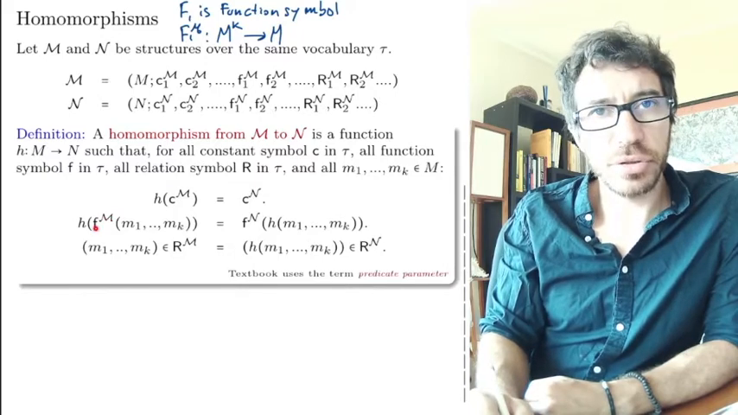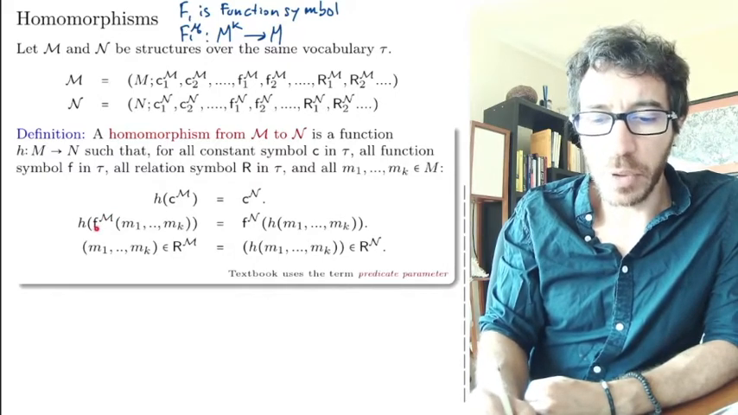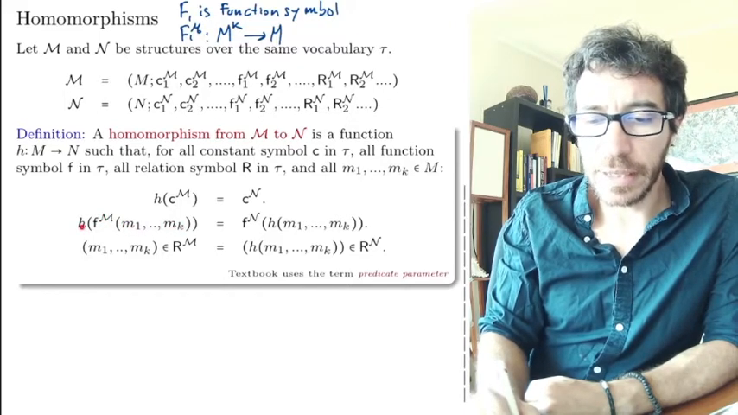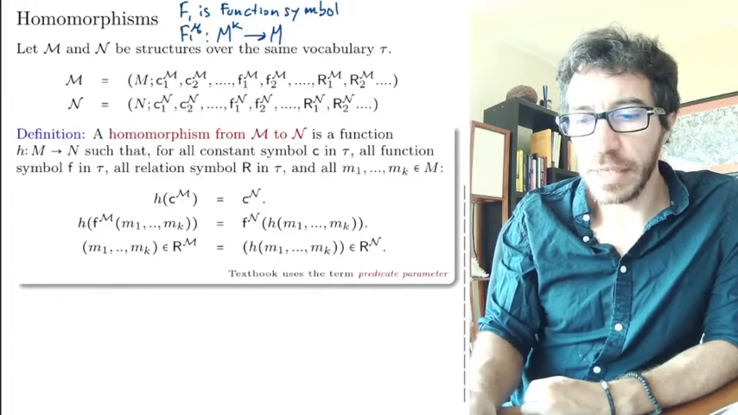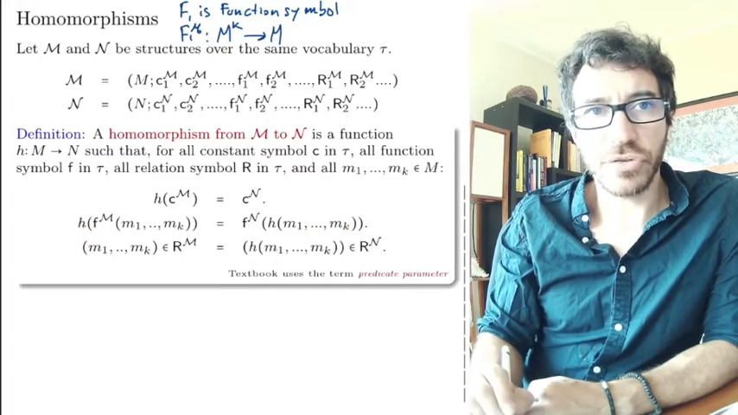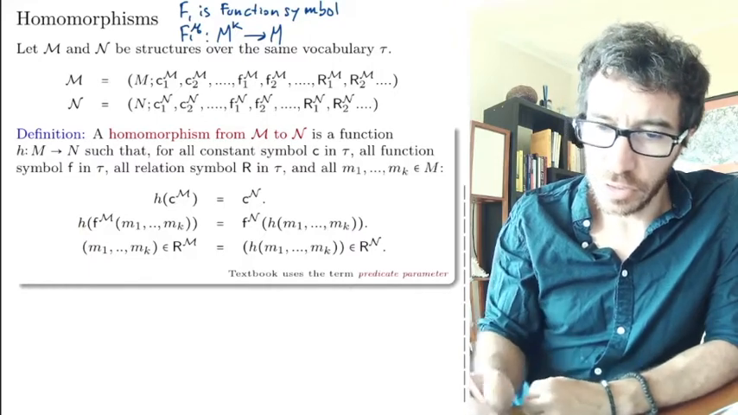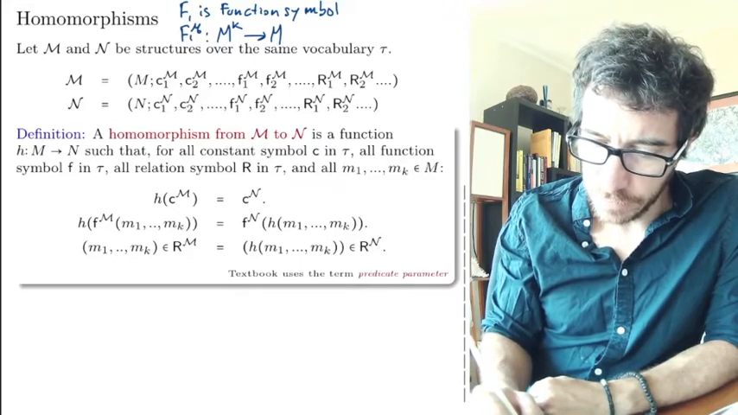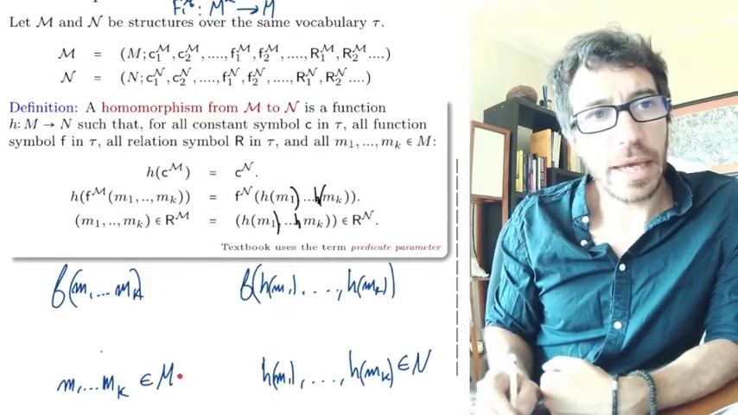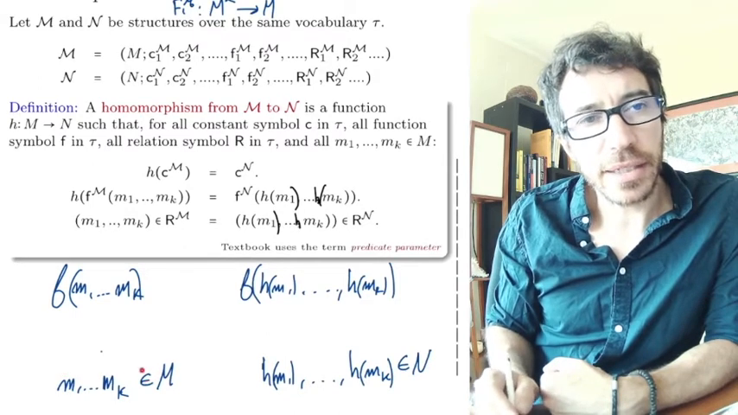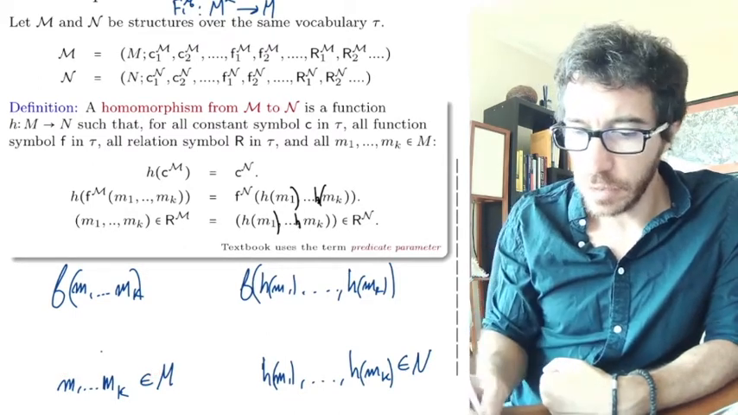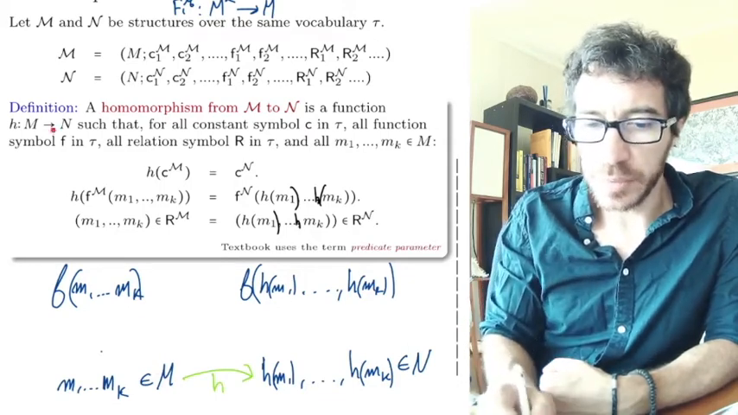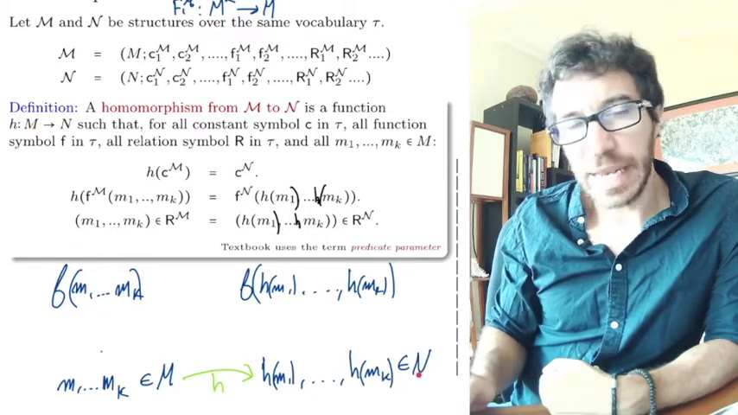For every function symbol, when we look at the interpretation in M, if you apply it to a bunch of elements in M, and then we apply H, that's the same thing as first applying H, and then the function symbol. So for instance, what I'm saying here is that if you have elements M1 up to Mk in the structure M, when we apply H, we map them to N, right? So H goes from M to N. So we get a bunch of elements of N.